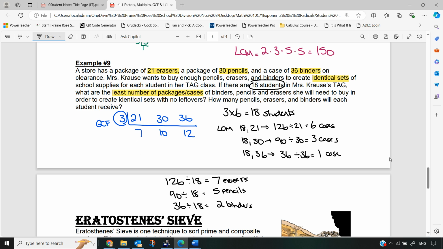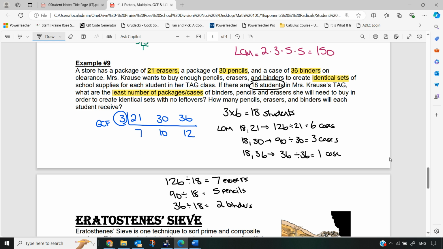So you quite often will not expect to see a question like this. This is just an example of one where we can actually put LCM and GCF together. And again, you're looking for those keywords. We had these bigger packages of erasers, pencils, and binders. We wanted to break them down into identical sets. That's the GCF part.